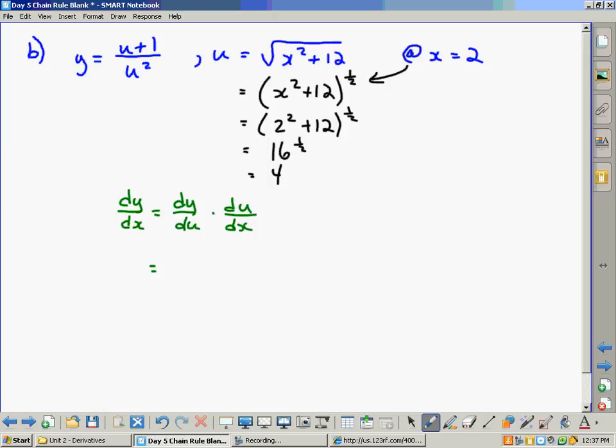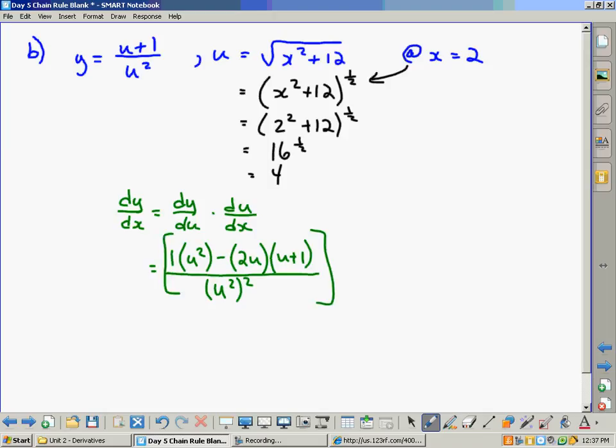Derivative of the top, which is 1, times the bottom, which is u squared, minus derivative of the bottom, which is 2u, times the top, which is u plus 1, all over the bottom squared. So that is dy by du times du by dx.